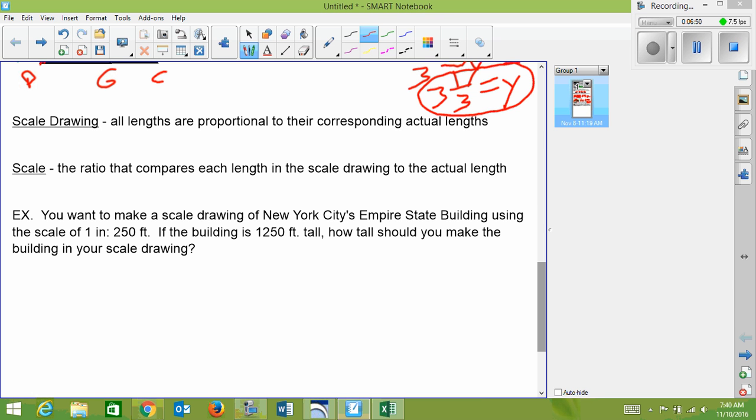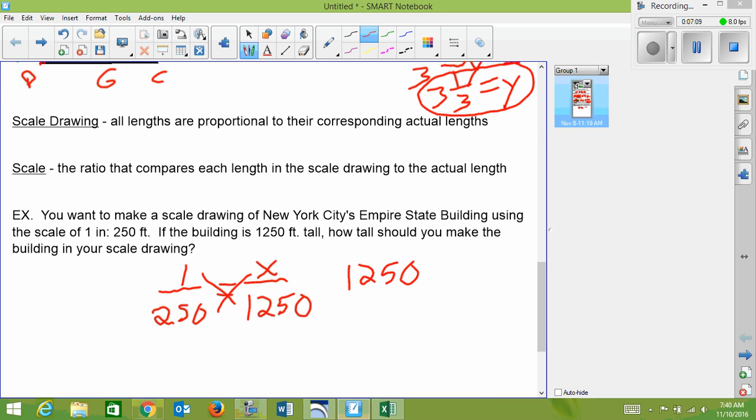You can go ahead and set up a proportion for this. So if I know that my scale is 1 inch to 250 feet, and I don't know how many inches I need to make it, but I do know that the real thing is 1,250 feet tall. Now I just have to solve this. So 1 times 1,250 is still 1,250. 250 times x is 250x. So then really all I need to do is take that 1,250 and divide it by 250. The 250 is going to go in there 5 times, so 5 inches equals my x.